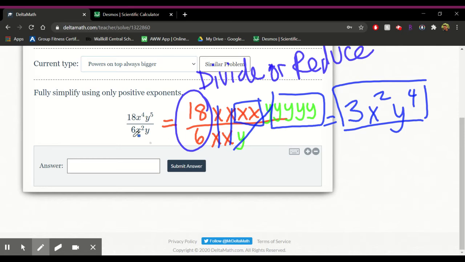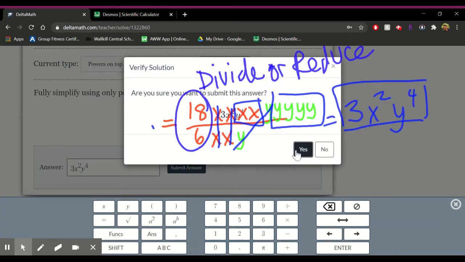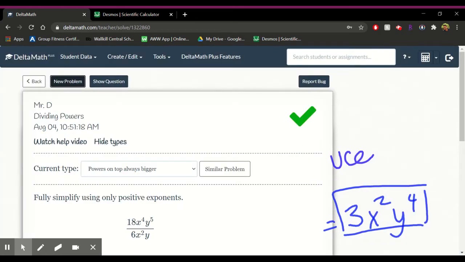Now, shortcut, if you want to do this, 18 divided by 6 is 3. 4 minus 2 is 2. 5 minus, there's a little 1 here, right? 5 minus 1 is 4. So you can also subtract them if you want to use a shortcut. But I recommend you expand them out. Okay, so we have 3x to the 2nd, y to the 4th. Click down here, y to the 4th. Submit, yes.